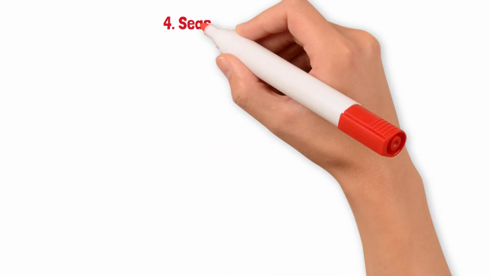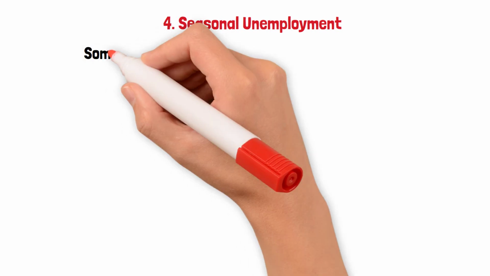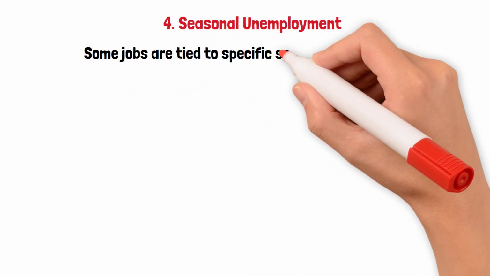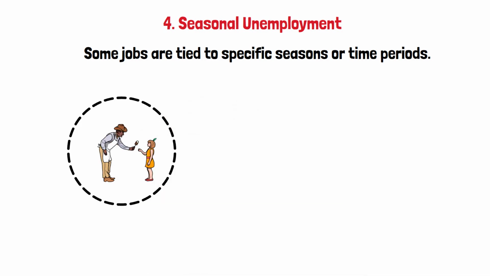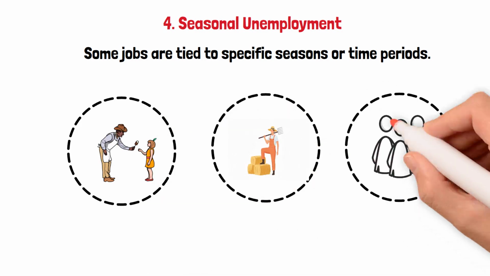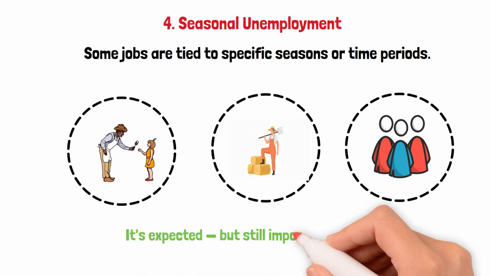4. Seasonal unemployment. Some jobs are tied to specific seasons or time periods. Example: ice cream vendors, agricultural workers, or holiday retail staff. It's expected, but still important to manage.